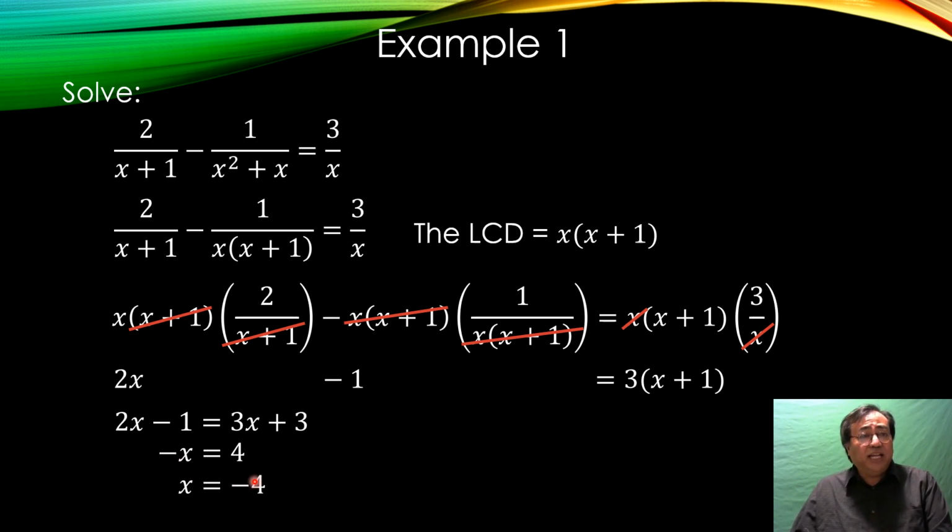Then you need to check to see if this makes the original equation undefined. Well, the only thing that would make the original equation undefined is x equals 0 or x equals negative 1. So that's not it, and that is my solution. The solution to this problem is x equals negative 4.